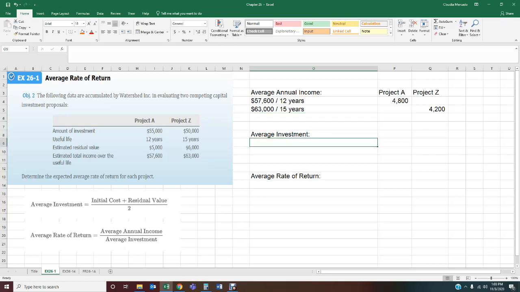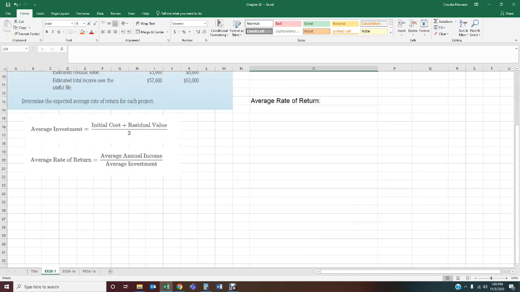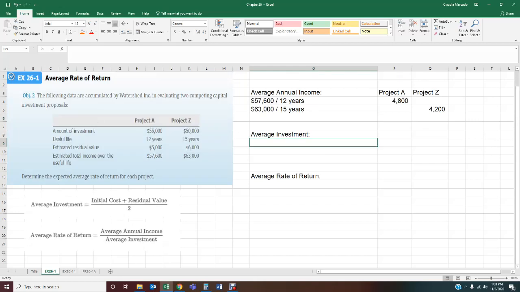Okay. Now I'm going to calculate my average investment. I've got the formula right here for average investment. This is coming straight out of your ebook. So your average investment is equal to your initial cost plus your residual value divided by 2. Okay, so the first thing we have is our initial cost. Let's calculate project A first.